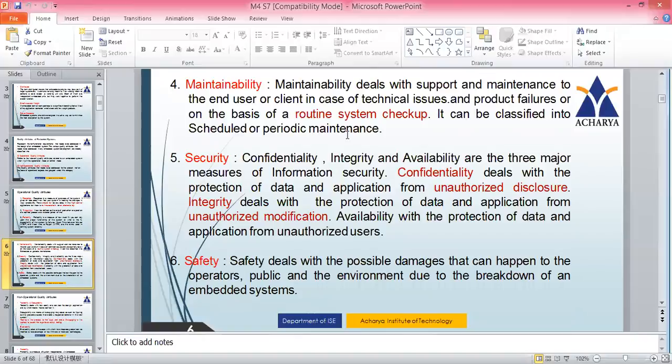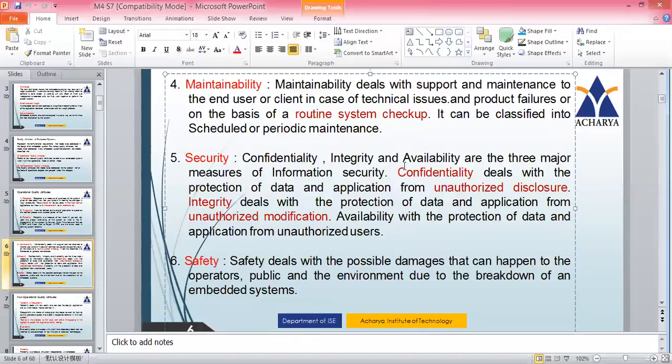Or you have to verify the system, or you are fixing it, saying let us check it every 1 month. So you're fixing a schedule. Maintenance is very much important at the end user or the client side.